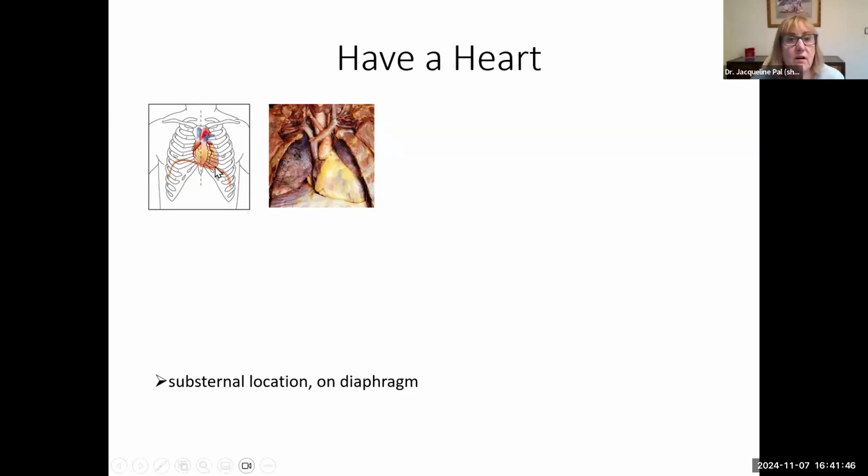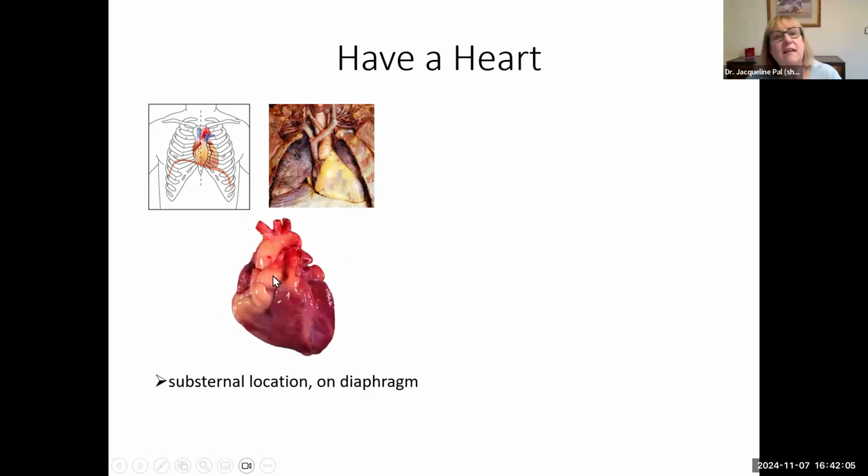Yes, there is part of the heart that goes over into the left rib cage area. And notice that the heart actually sits on the diaphragm. If you look at the surface of the heart, as you age, it actually becomes fatty. Here's what a heart looks like if it's taken out of a body fresh. You can see that there are major blood vessels attached to it.